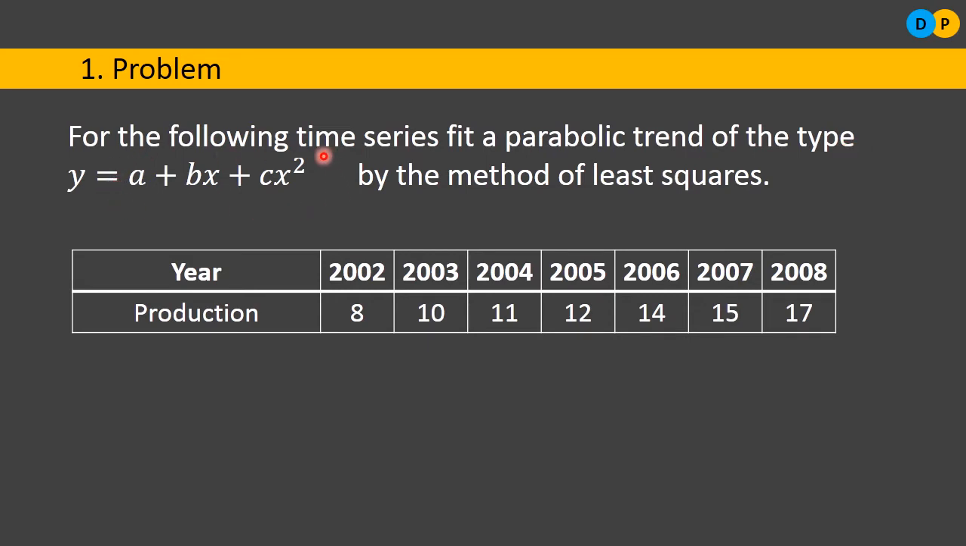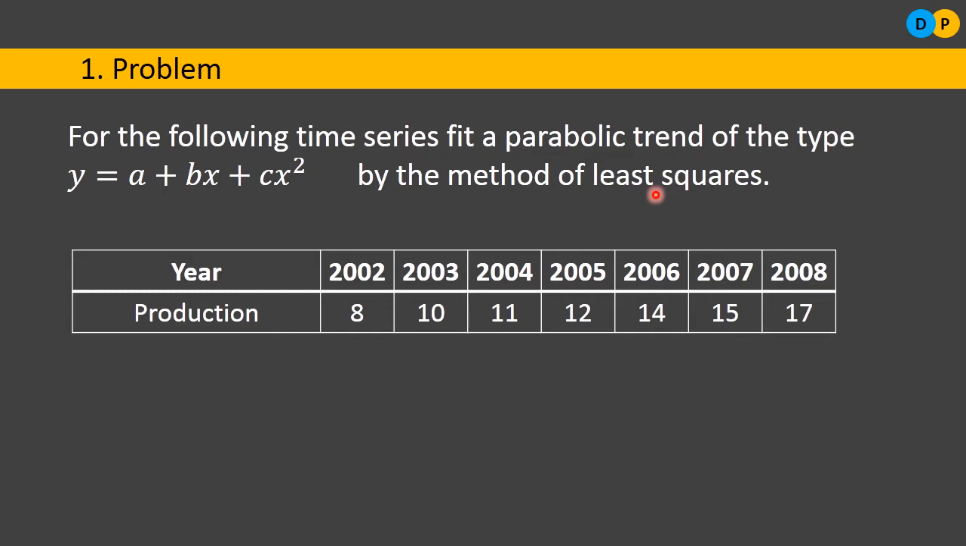Parabolic is nothing but quadratic, of the type they have also given. So they have made your life easy. They have also given you the parabolic equation, the quadratic equation, y is equal to a plus bx plus cx square. So we need to fit a parabolic trend of this type by the method of least squares.